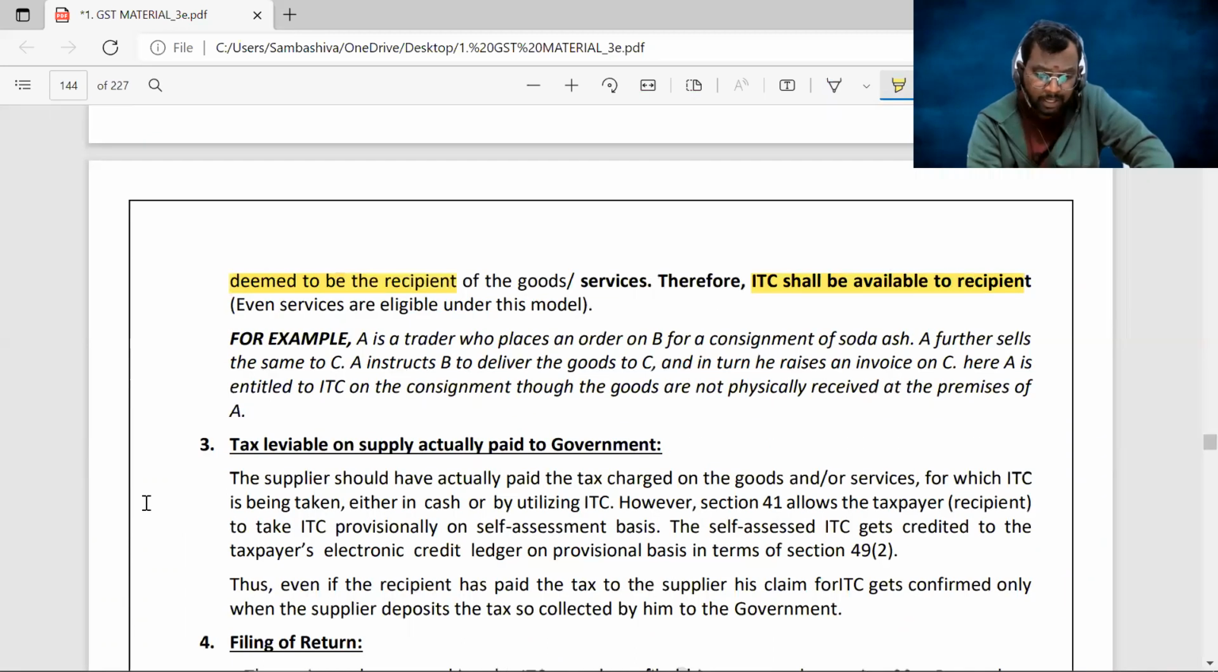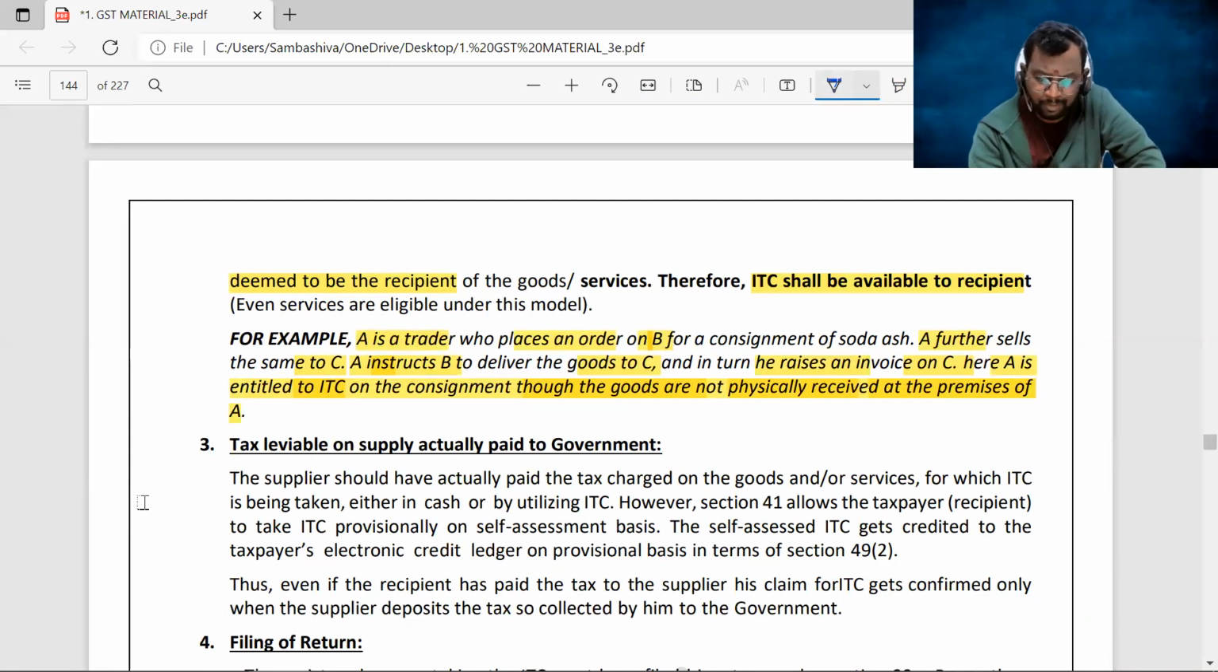Example: A is a trader who places an order on B for a consignment of soda ash. A further sells the same to C. Now A instructs B to deliver the goods to C, and in turn he raises an invoice on C. Here A is entitled to input tax credit on the consignment, though the goods are not physically received at the premises of A. Are you following, sir?